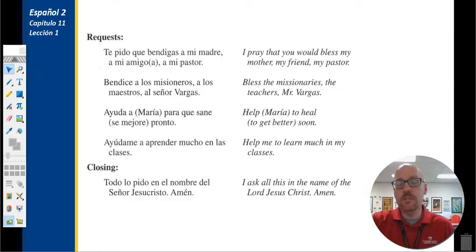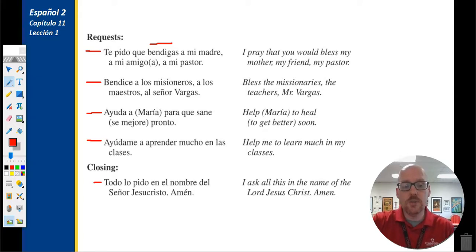There are several ways that we can give prayer requests to God as we are praying. Te pido que, and then your verb in the subjunctive, would be one way that you could make a prayer request. You could use the imperative, bendice a los misioneros, bless the missionaries. You could ask for help, ayuda a, and then the person's name, help Maria. Or you could give the command, ayúdame, help me, and that's a polite request. And then the way that we would close the prayer is, todo lo pido en el nombre del Señor Jesucristo. We ask all of this in the name of Jesus Christ. Amen.